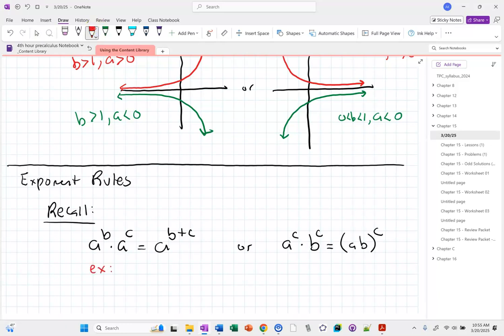So for example, if I have 2 to the third times 2 to the fifth, that's just going to be 2 to the eighth. Or if I have 2 to the third times 5 to the third, that's going to be 10 to the third.